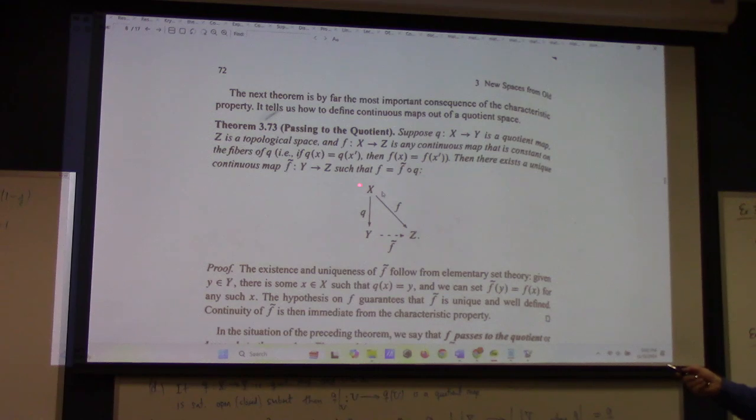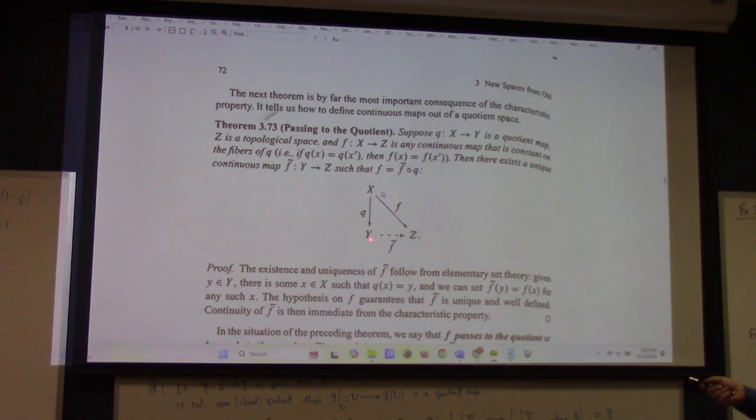F has to be constant on the fibers, which you're squishing to make up the y space, basically, right? If that's the case, then you can pass to the quotient and define this f tilde like such. So it's quite cool. And the proof is pretty simple, right? Like the existence and uniqueness of f tilde follows from elementary set theory.